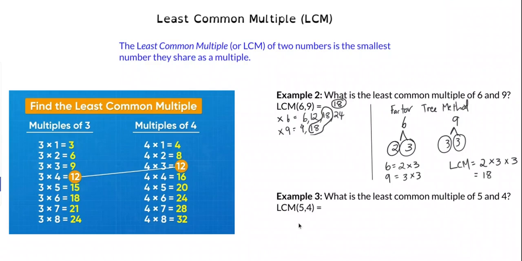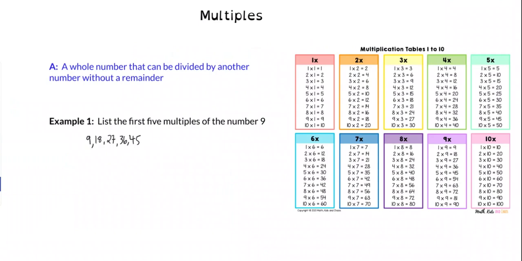Okay, let's look at example 3. What is the least common multiple of 5 and 4? Well, again, we could come up with a list. And I want you to just maybe think about it for a minute. What do you think it is? Least common multiple. I'm going to go back. We're going to look at our lists of 4 and 5. We're looking for the first place that they have a common multiple.